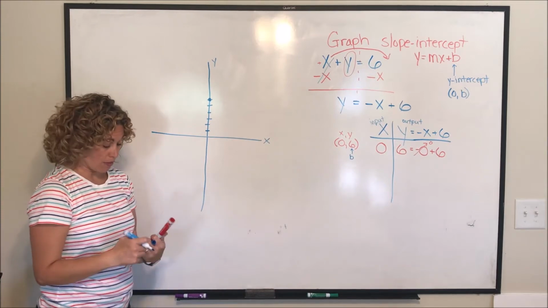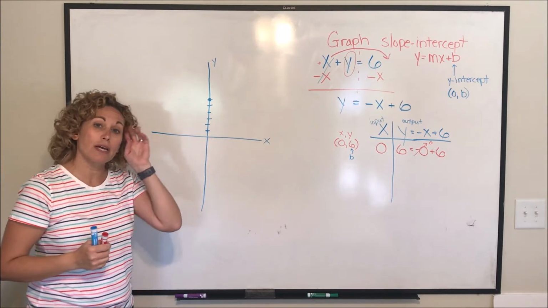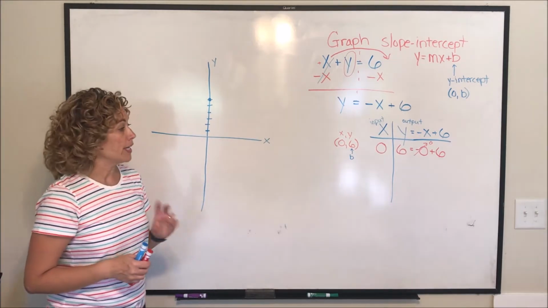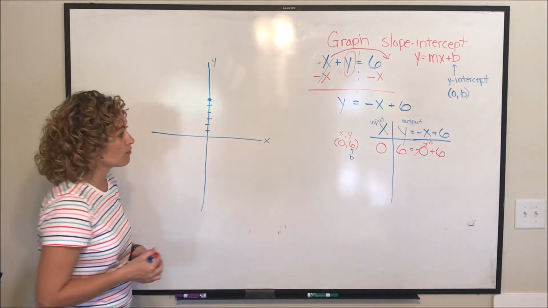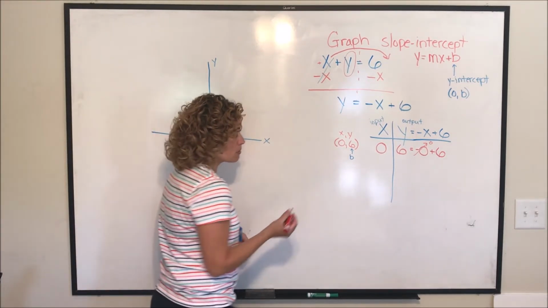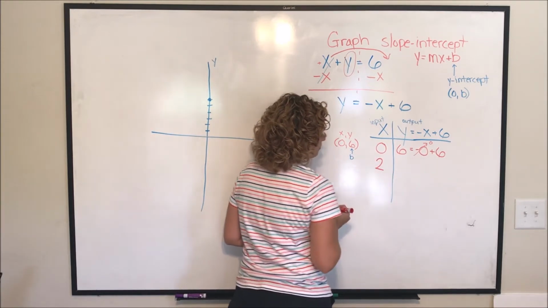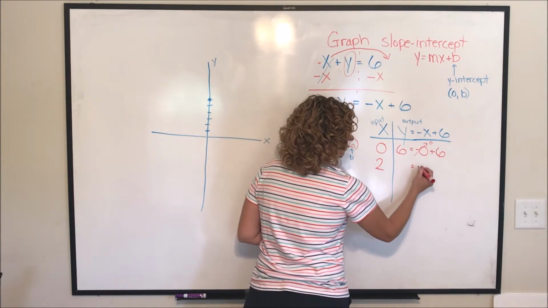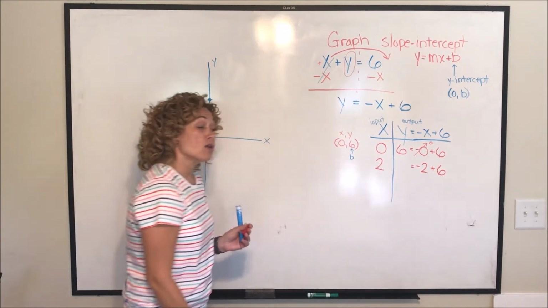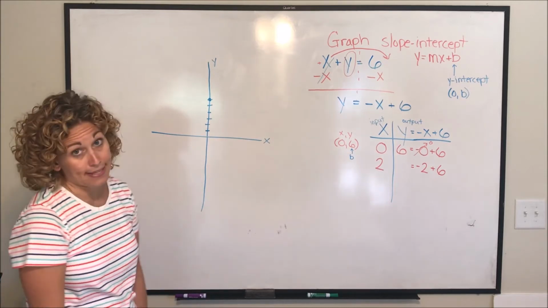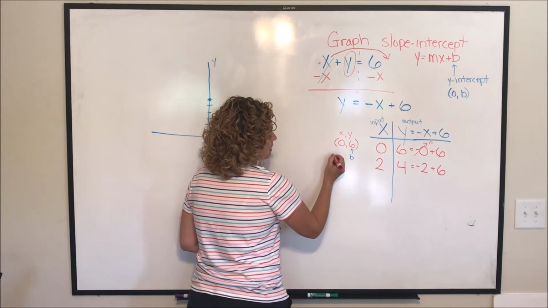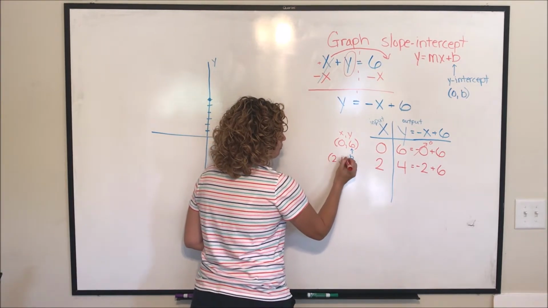All right, from there we pick another number. So if you're feeling comfortable, push pause, pick 2 more numbers and put them on your graph. If you're not comfortable, I'm going to pick some numbers and you can follow along. All right, the next number I'm going to put in is a 2. When I put in a 2, I get negative 2 plus 6. I owe $2 and I got paid 6. That means I now have 4. So my ordered pair is (2, 4).